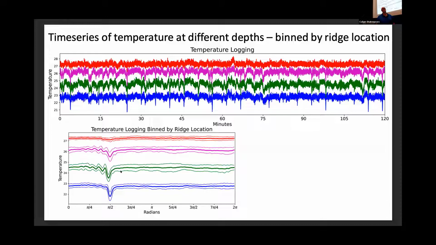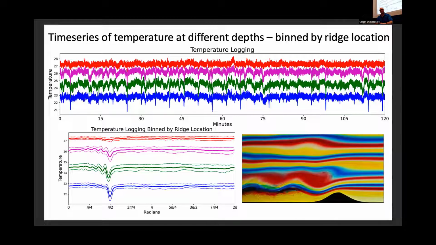So it's like a snapshot of what the ridge is doing at any given time. It's like an ensemble. The ridge takes maybe 2 minutes, actually maybe close to 5 minutes, to do a lap around the tank, and I've taken every 5-minute section and binned it by where the ridge is relative to where the thermistors are.